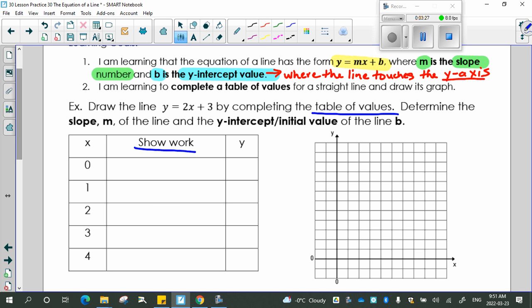See how it says show work here? It gives me a value of x. It wants to know what y value goes with x being 0. So I use this equation to find the y value, and I use substitution to replace x with 0. So I would do 2, and then use brackets to replace x with 0, and then plus 3. That's how I'm going to get the y value that goes with x being 0.